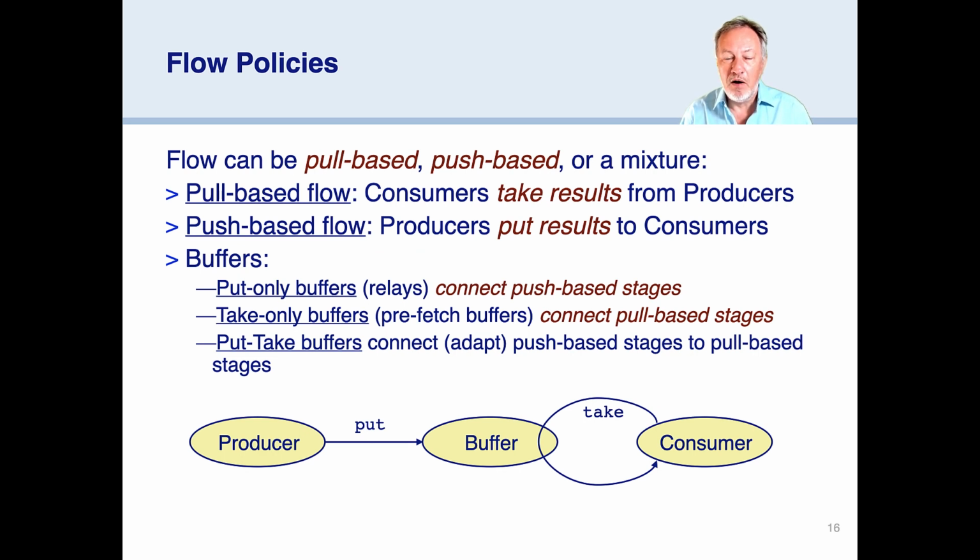Now the flow policies. Recall that for an architectural style there has to be an interpretation. So what does it mean to connect things? Connecting things can also be done in different ways in data flow architectures. A flow can be pull-based or push-based or a mixture. If it's pull-based, then the consumer pulls the results from the producers. And if it's push-based, then the producer pushes the results to the consumers.